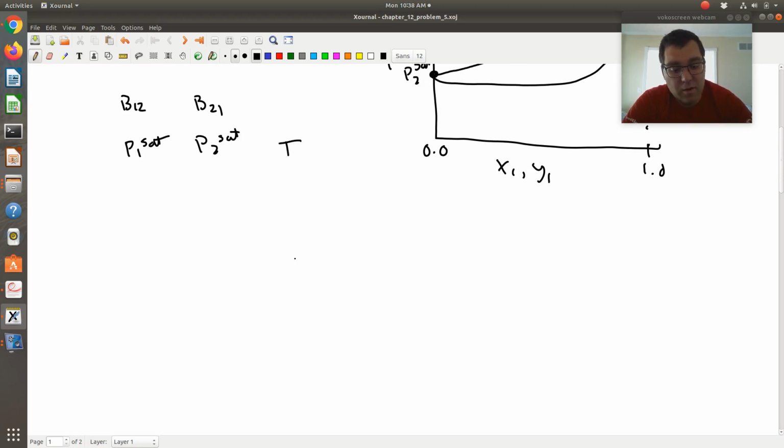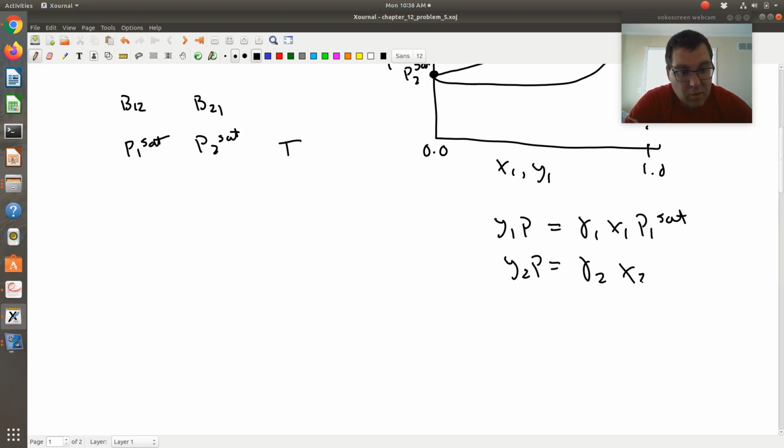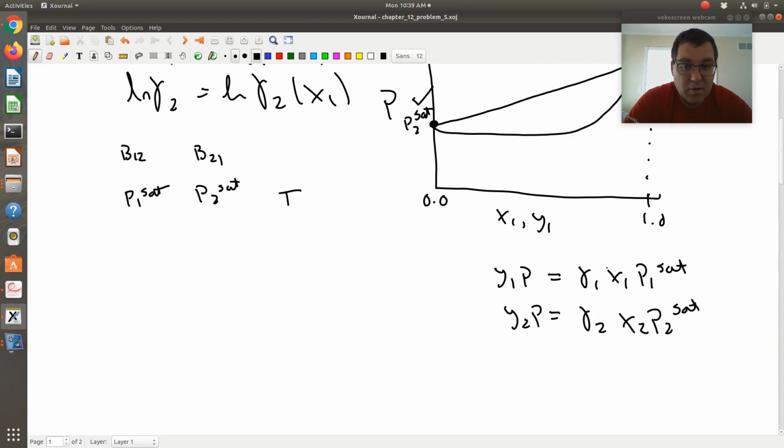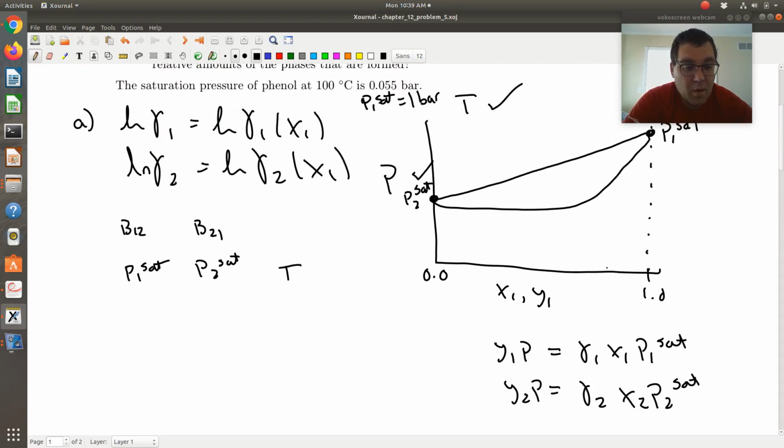As an aside over here by my phase diagram, remember my criteria of phase coexistence are my isofugacity equations. Here I'm going to use a modified Raoult's law equation: y1 P is equal to gamma 1 x1 P1 sat, and y2 P is equal to gamma 2 x2 P2 sat, where gamma 1 and gamma 2 are only a function of composition, because I have B12 and B21. Now we're going to think about the algorithm by which I would map out a Pxy.